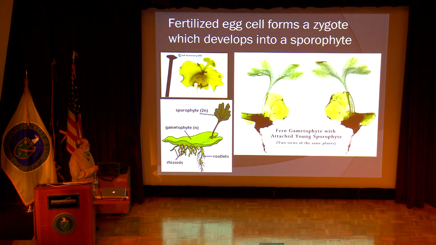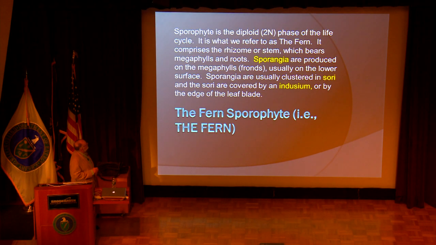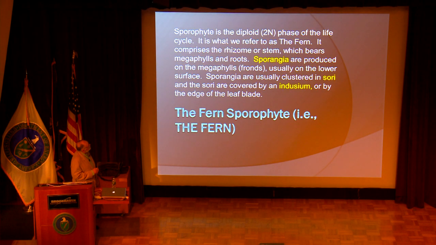Okay, here's the fertilized egg cell, forms a zygote, which develops into a sporophyte. Just to go over the whole thing so we're on the same page. The sporophyte is the diploid phase of the life cycle. It's what we refer to as the fern. It comprises the rhizome or stem, which bears megaphylls and roots.